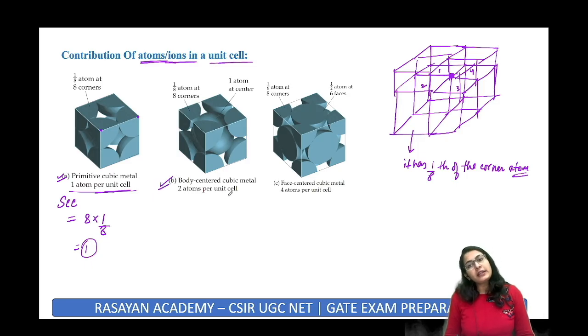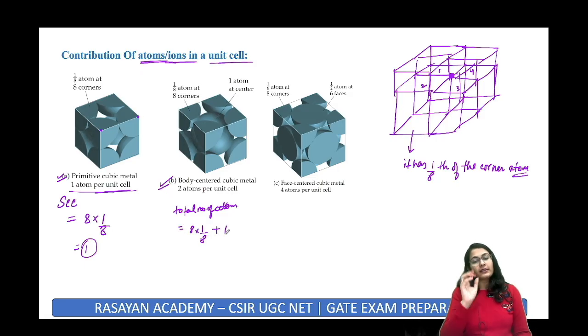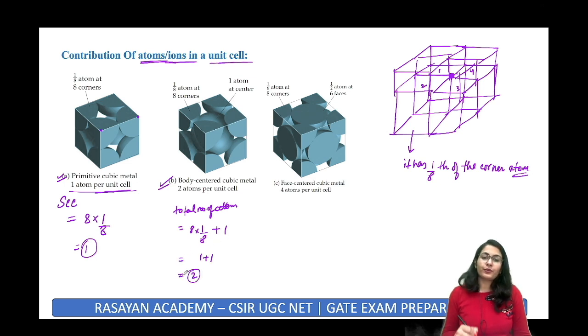So in the body center, as I've told you, draw the complete lattice, one complete atom at the body center. It is like this. Then how many atoms totally? So total number of atoms is equal to 8 into 1/8 plus 1 complete at the center. कितना हो गया? 1 plus 1 is equal to 2. 2 complete atoms per unit cell.